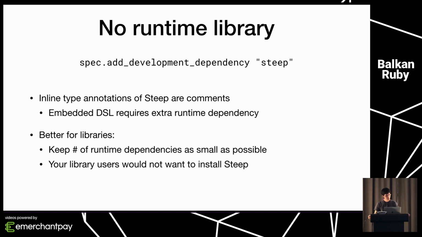I believe that this is better for libraries. If you develop an application, it's okay to have an extra dependency in your application, because no other Ruby programs will use your application. So having another dependency is your choice and has no effects on other libraries. But when you are developing libraries, you develop some gems, it's good to keep the number of runtime dependencies as small as possible, because your library users don't want to install Steep.